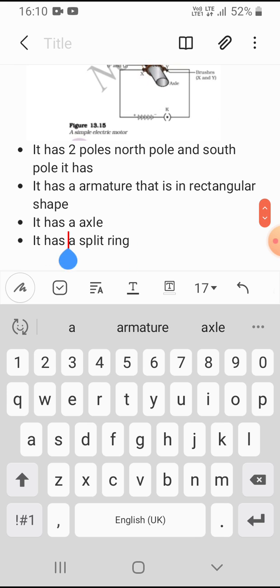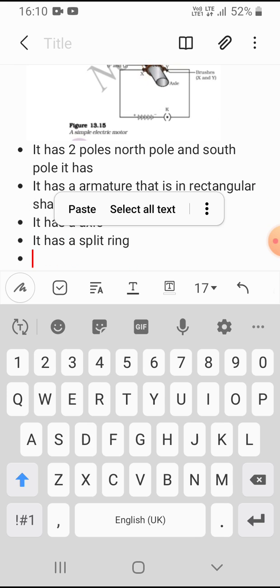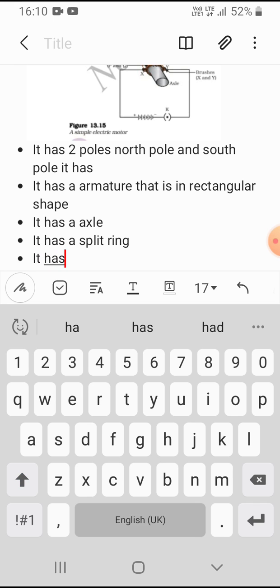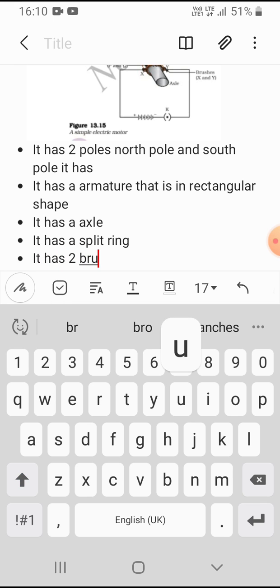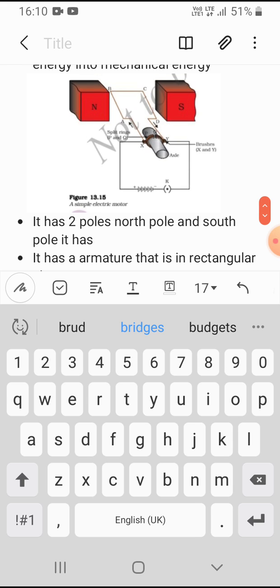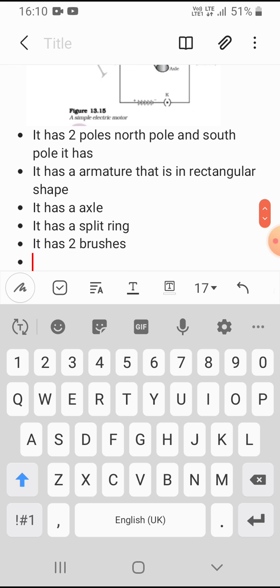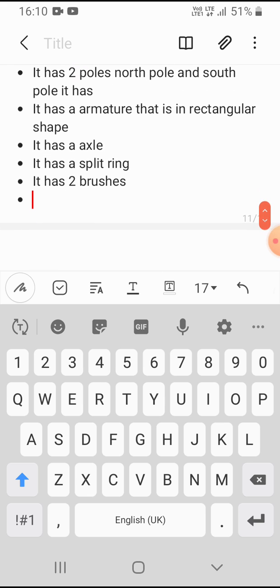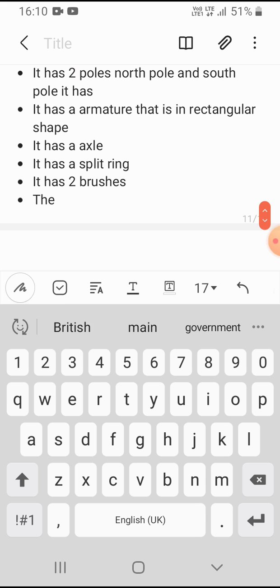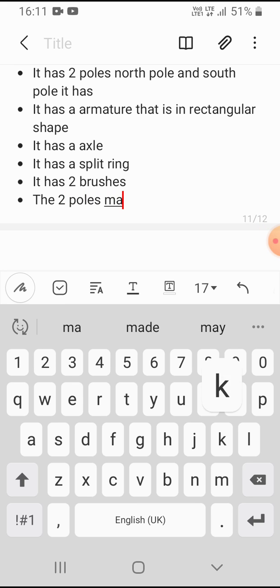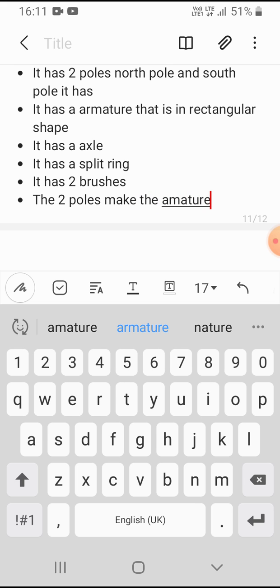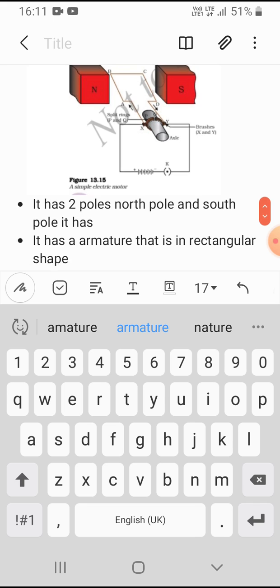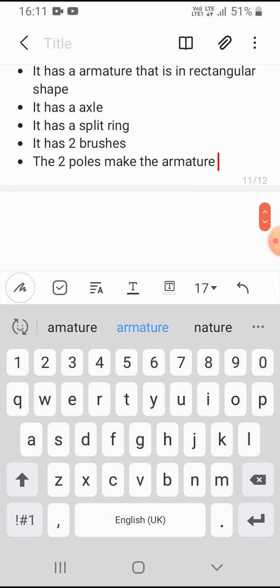It has a split ring, and it has two brushes. So all these things the motor has, here in this video you can see. So what happens? The two poles make the armature rotate. This armature, the rectangular shape you are seeing in the middle, A B C D.